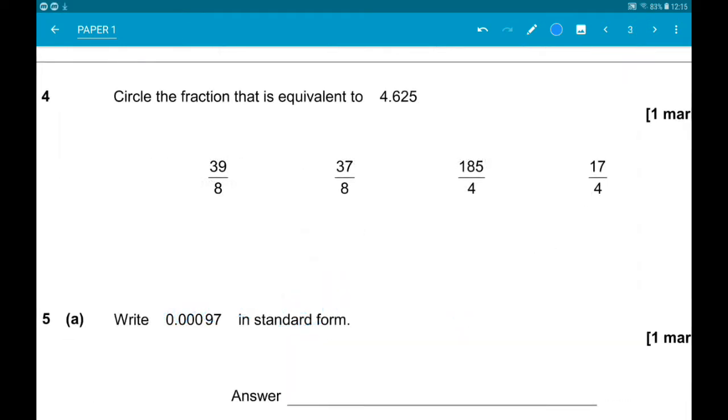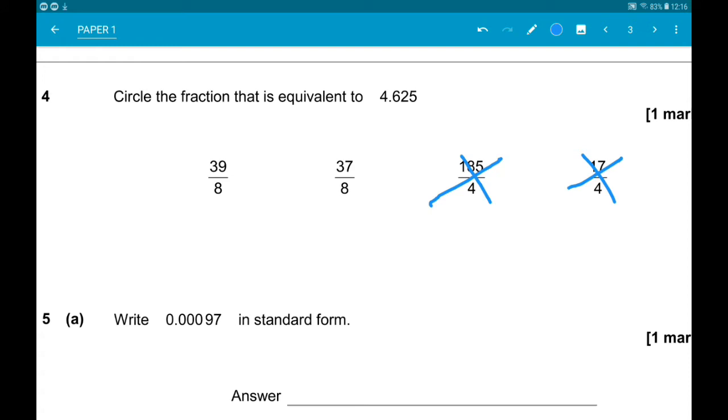Okay, number 4. Circle the fraction equivalent to 4.625. Okay, bit of a strange one. So, are there any we can eliminate? Yes, the third one we know is going to be massive. So it's definitely not that one. The fourth one, if you divide something by 4, it can only end in 0.0, 0.25, 0.5 or 0.75. So it's not that guy. So it has to be one of these first two.